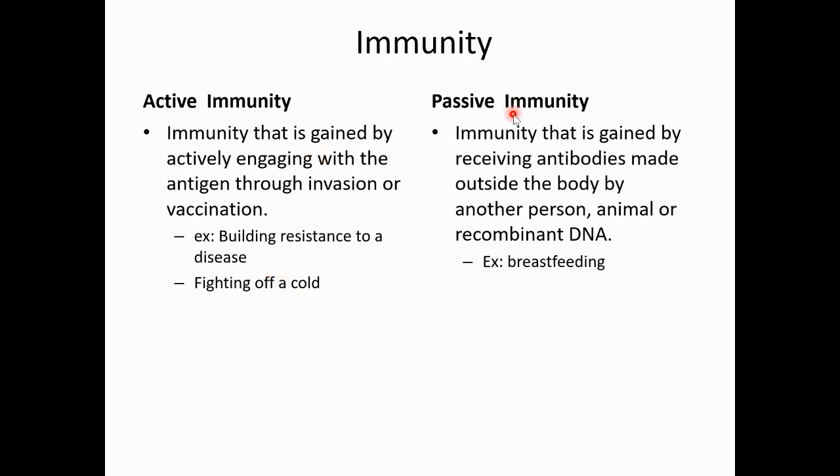So the next one is passive immunity, immunity that's gained by receiving antibodies made outside the body by another person, animal, or recombinant DNA. An example of passive immunity would be breastfeeding, passing the immunity on from mother to baby.